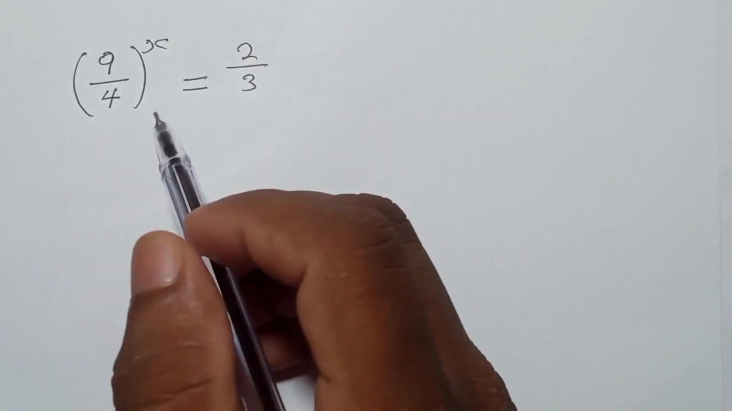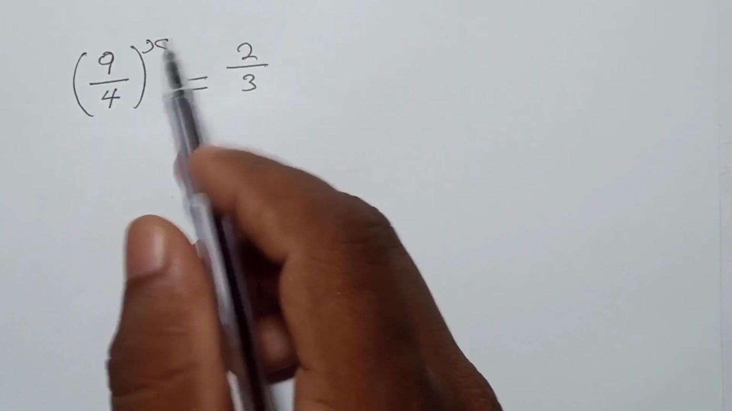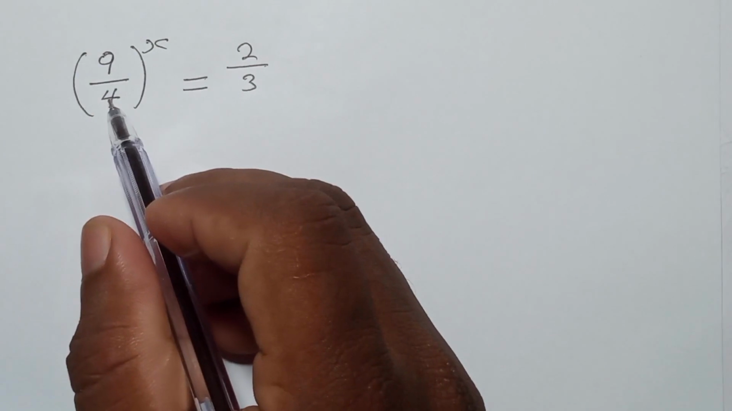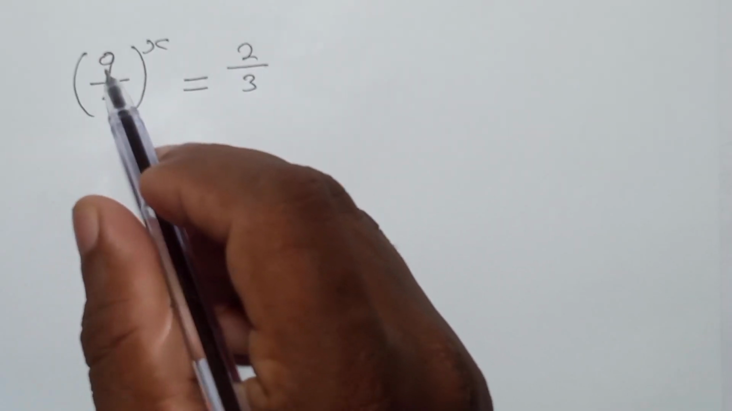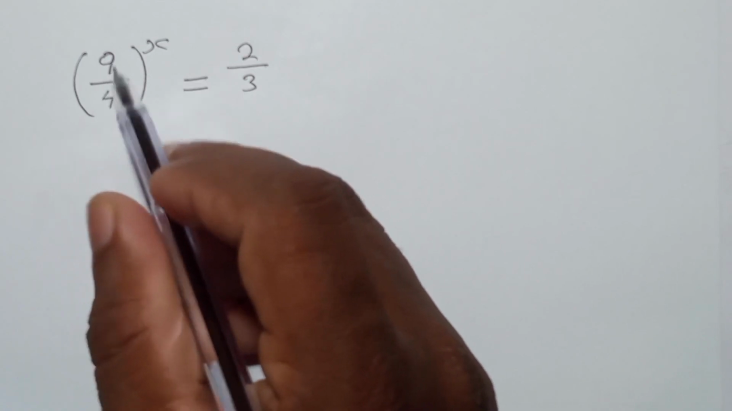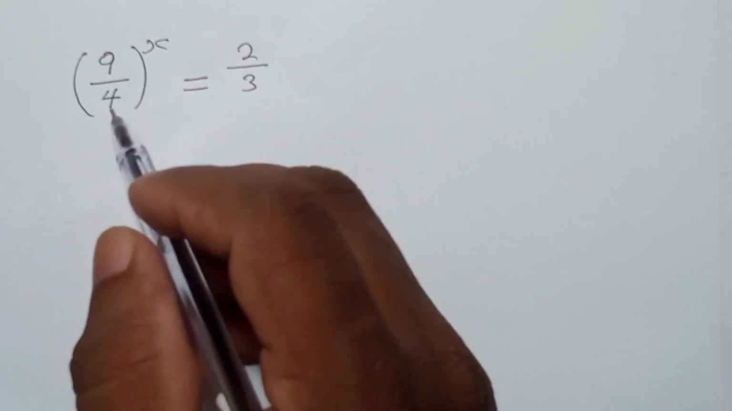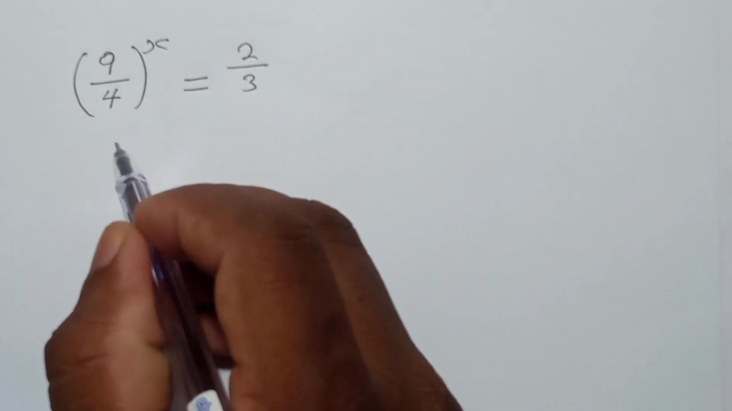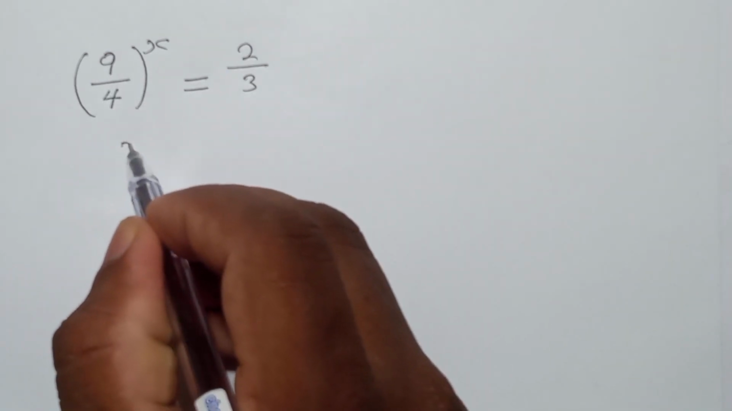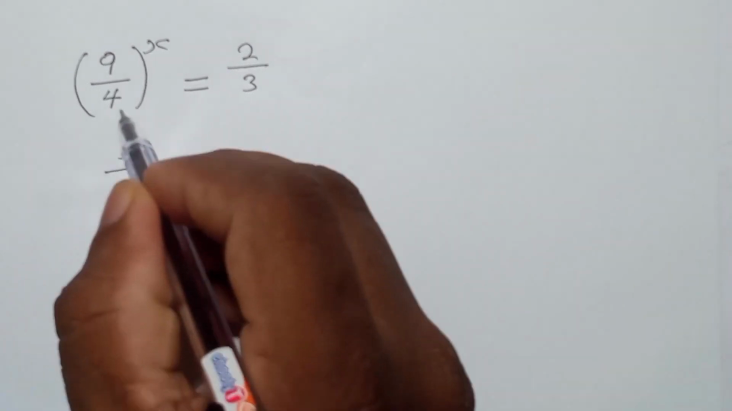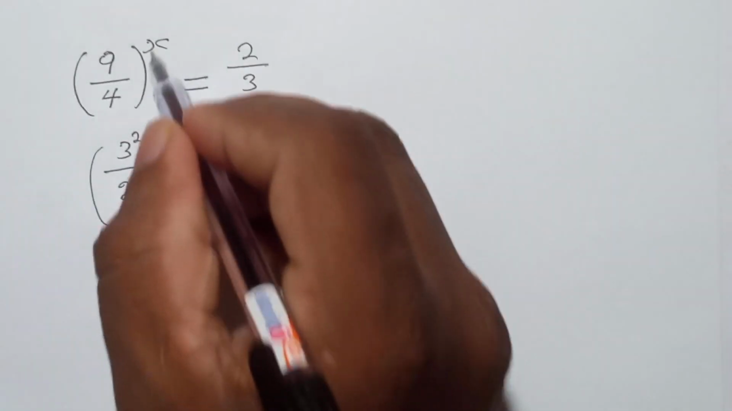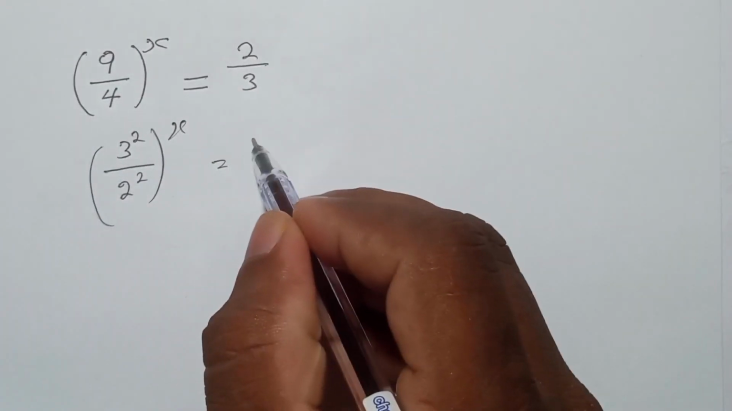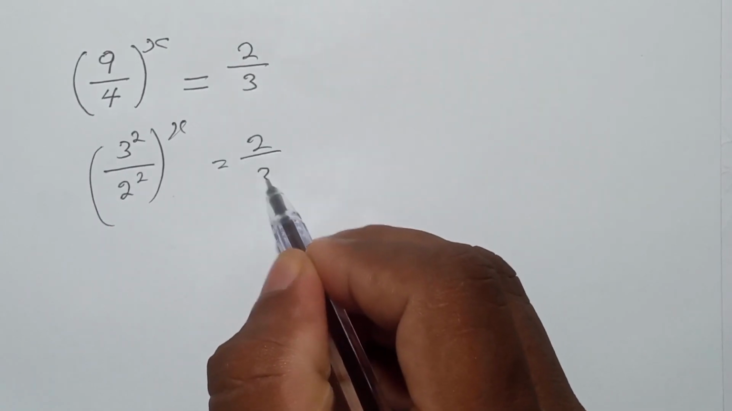Okay, now let's try to find the value of x here. Now you can see we can make both 9 and 4 into powers, right? So I will do that first. Here 9 I can write as 3 to the power 2, and 4 I can write as 2 to the power 2, and then here will be x, right?